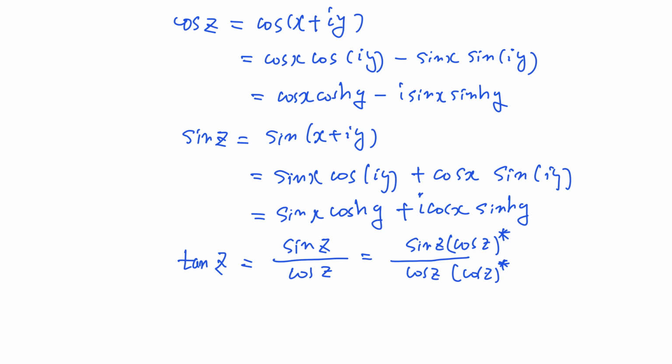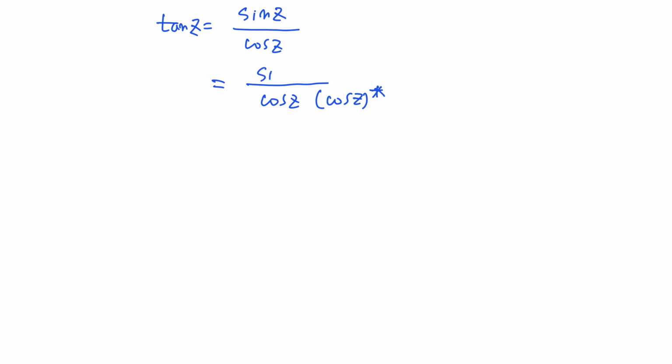And because we don't have enough space, maybe in the next page. The mistake, let me just check. Once we make a mistake, it's very difficult to reverse it. So tangent z is sine z over cosine z. The denominator can be rationalized by multiplying by the complex conjugate of cosine z, sine z, cosine z complex conjugate.